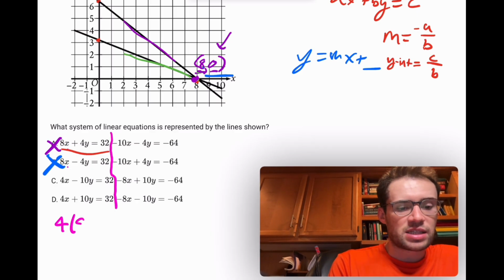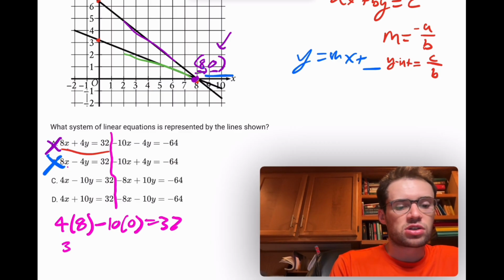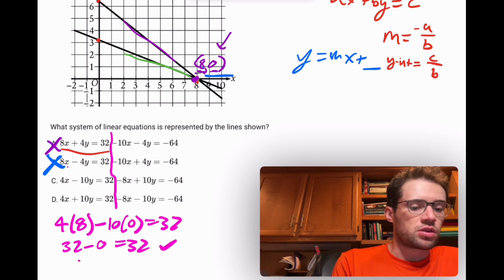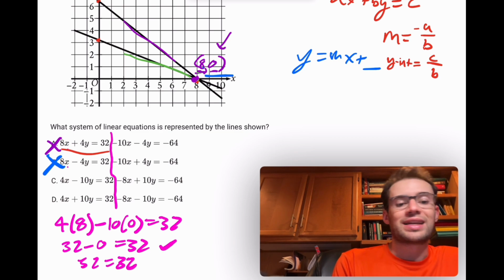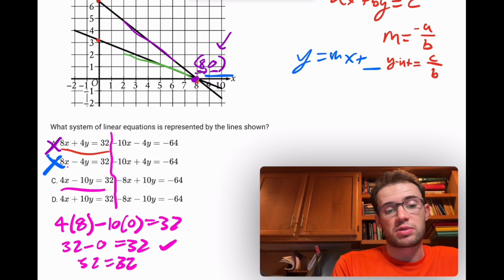So 4 times 8 minus 10 times 0 equals 32. 4 times 8 is 32. 32 minus 0 is equal to 32. So that checks out, right? 32 is equal to 32. That doesn't mean C is the answer. It just means we can't rule that out from this first equation and this one point here.